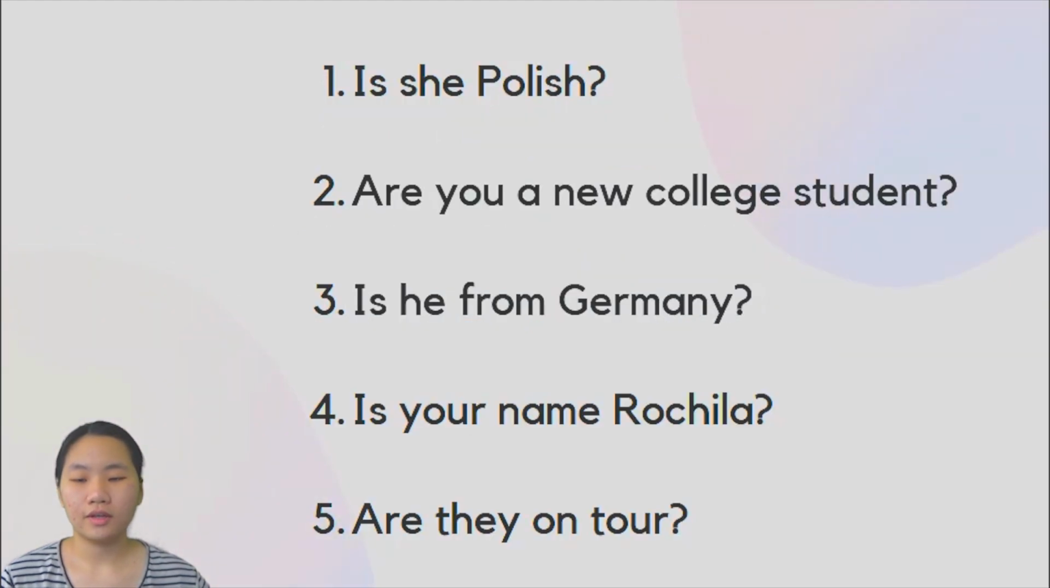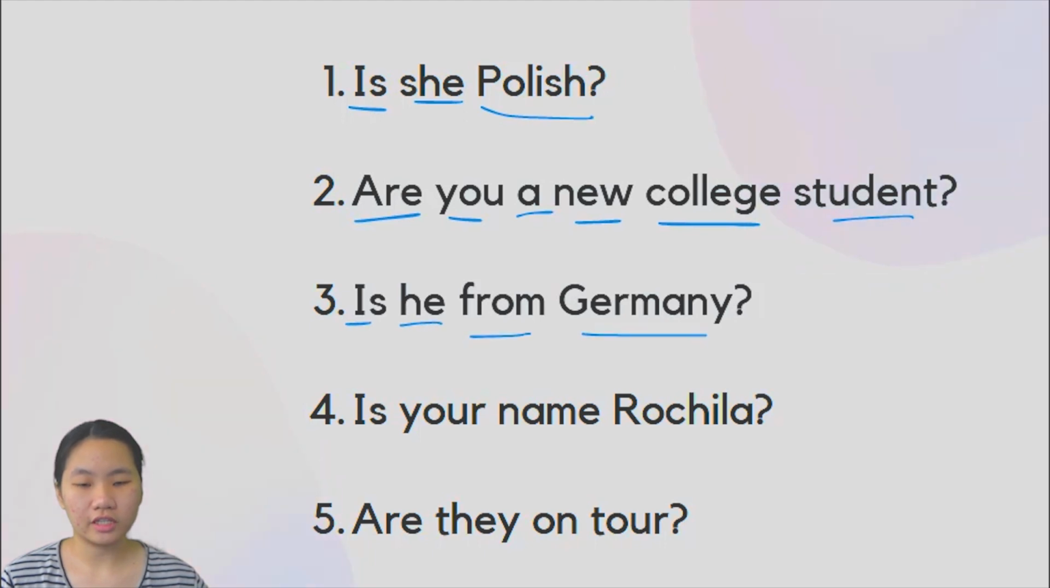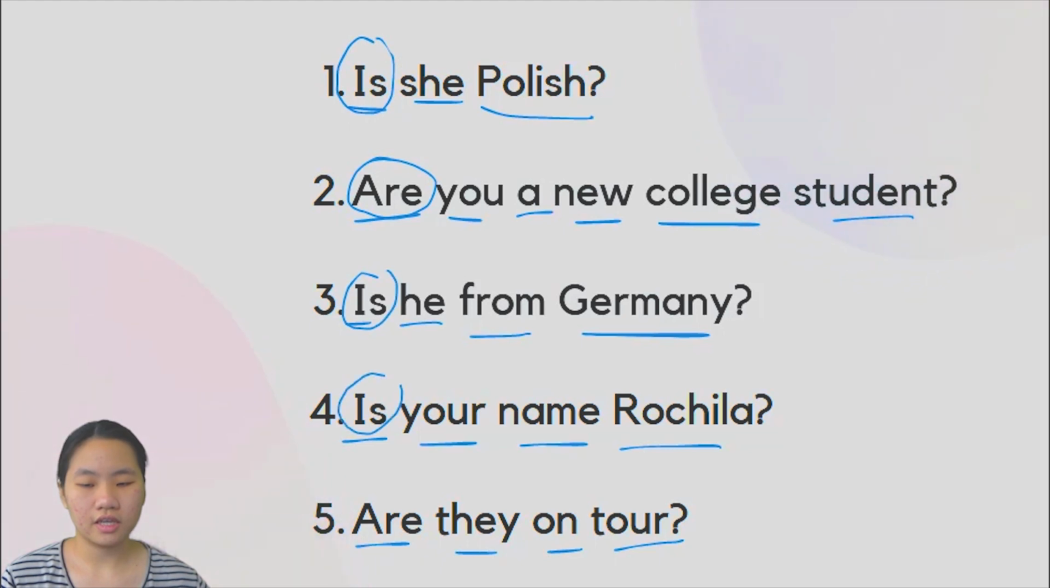Here are our questions. Is she Polish? Are you a new college student? Is he from Germany? Is your name Ruchilla? Are they on tour? Right? So please pay attention to the be forms. Is, are, is, are, right? As well as the subject. Your, they, he, you, and she, right?